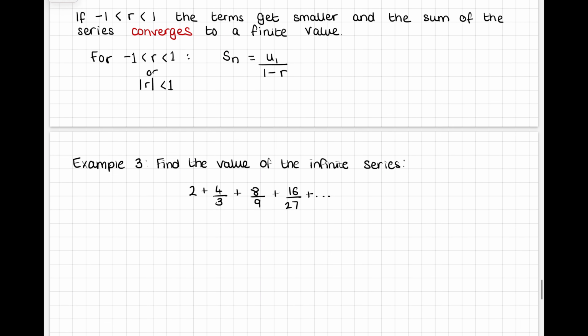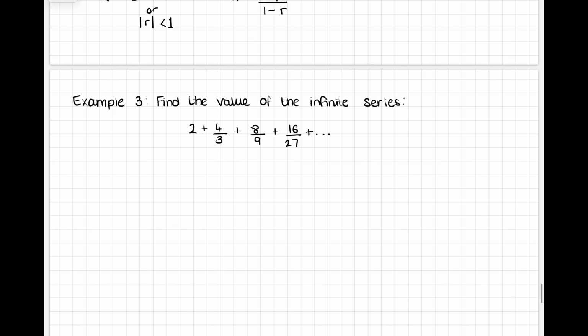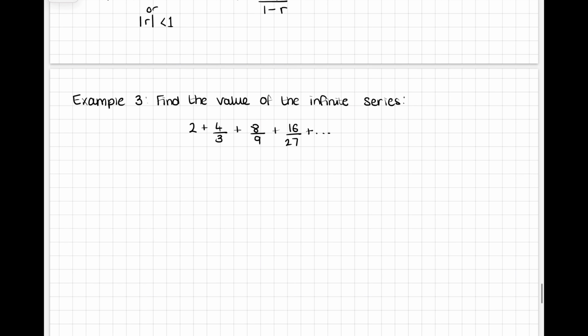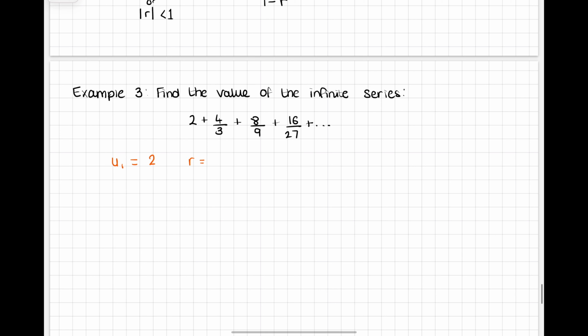So next example, find the value of the infinite series 2 plus 4 over 3 plus 8 over 9 plus 16 over 27. So to work this out, we first need to know what u1 is, our first term, which we can see straight away is 2. We also need to know what r is. What we can do is just do the second term divided by the first term, so 4 over 3 divided by 2, and that will give us an answer of 2/3. Or you could do 8 over 9 divided by 4 over 3, whichever way.